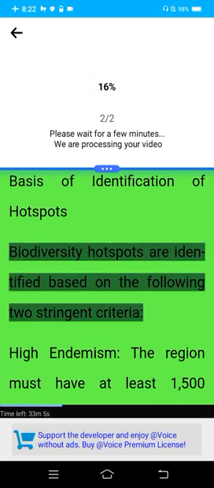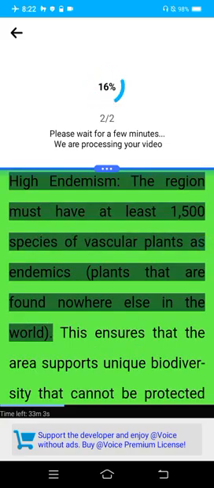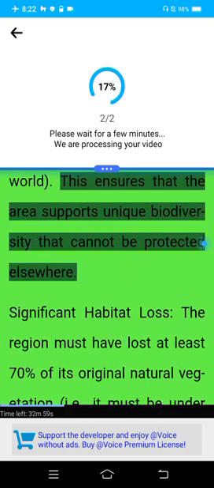Biodiversity hotspots are identified based on the following two stringent criteria. High endemism. The region must have at least 1,500 species of vascular plants as endemics, plants that are found nowhere else in the world. This ensures that the area supports unique biodiversity that cannot be protected elsewhere.